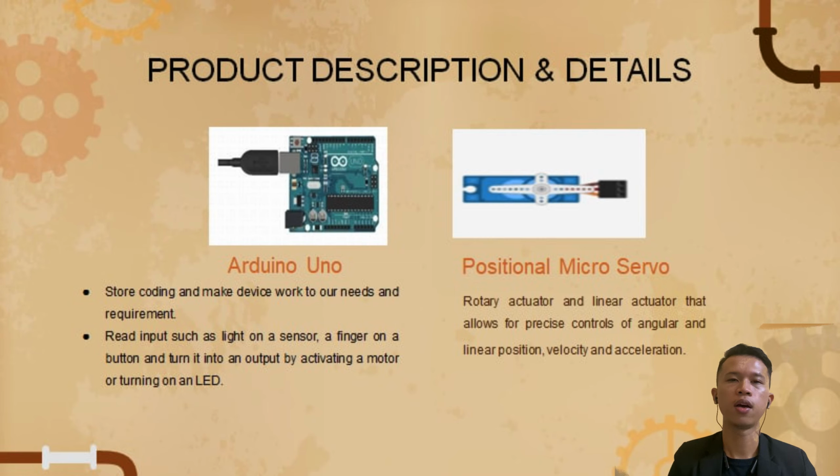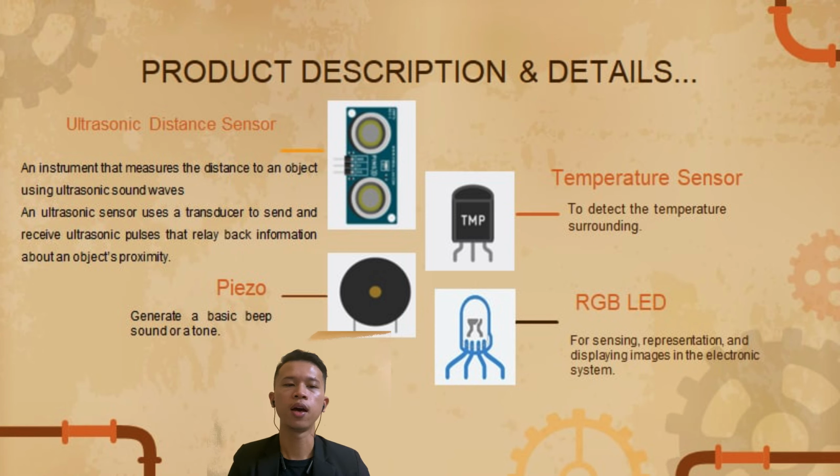So the second is the positional micro servo, a rotary actuator or linear actuator that allows for precise control of angular or linear position, velocity and acceleration. The quantity used is 2. Okay, the third is the ultrasonic distance sensor. This instrument measures the distance to an object using ultrasonic sound waves. An ultrasonic sensor uses a transducer to send and receive ultrasonic pulses that relay back information about an object's proximity. Okay, the quantity used is 1.